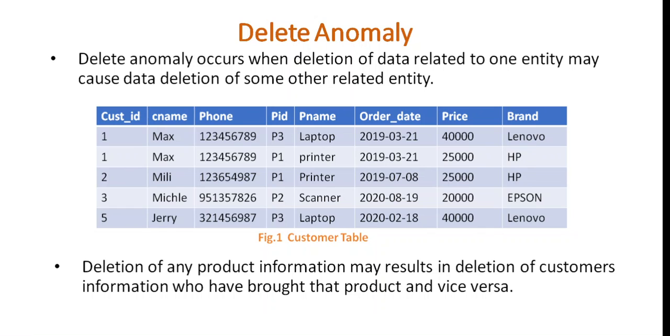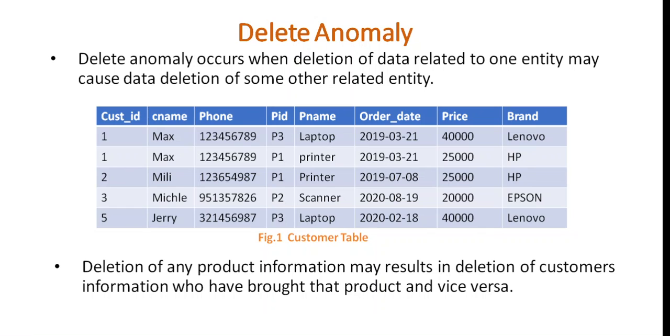So delete anomaly occurs when we try to delete data for one entity, but it deletes data for another related entity also. And these types of problems, insertion, deletion, and updation anomalies, occur in a database system when we have a larger table and when we store related data in a single table itself.